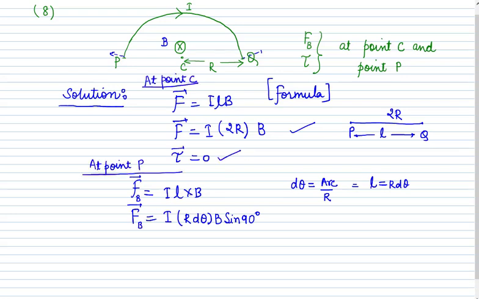These are the two results for point C, and this is the result for point P. Now we have to calculate the torque. Torque is equal to R cross F. So that is equal to, just put the value of F: I R d theta, B sine 90 degree, I L cross B.